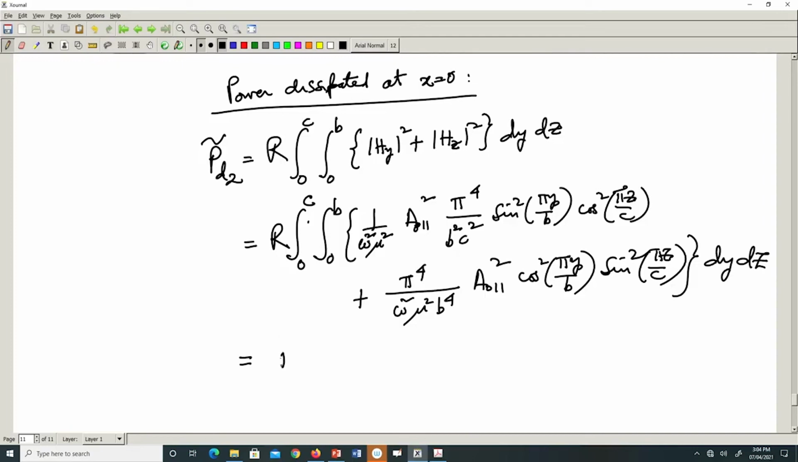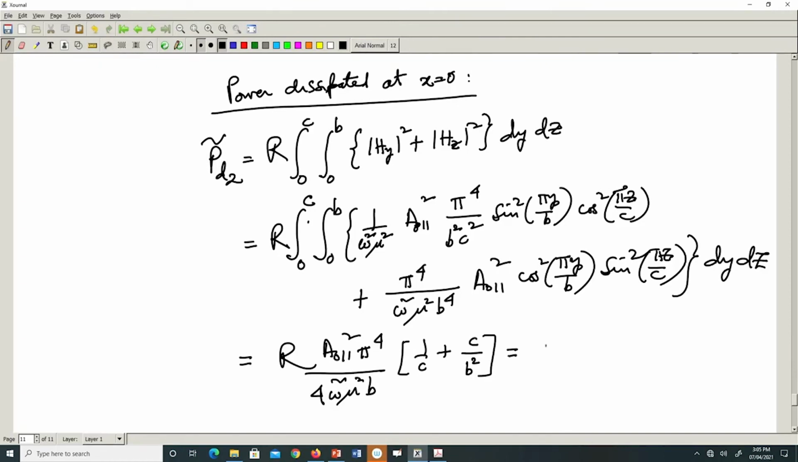And if I evaluate and simplify that, this is eventually going to come to R a 0 1 1 square pi to the power 4 divided by 4 omega square mu square b, 1 by c plus c by b square. And that is the same power dissipated at x equal to a.